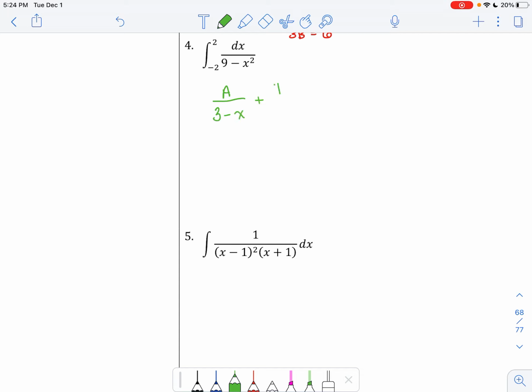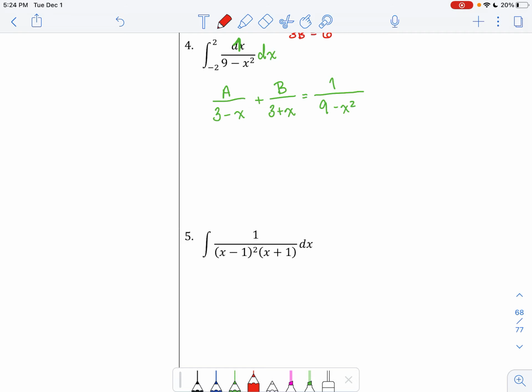a over 3 minus x plus b over 3 plus x is equal to 1, because that's what it is when there's the dx. Like, this is the same as 1 dx here. So just those are equivalent. So you get used to that. 9 minus x squared. These are our factors.